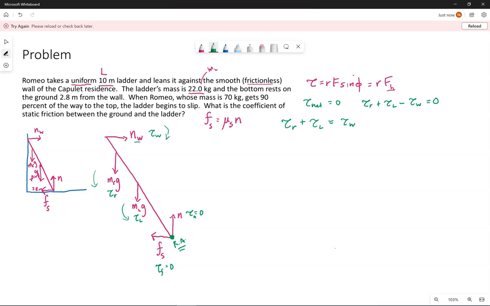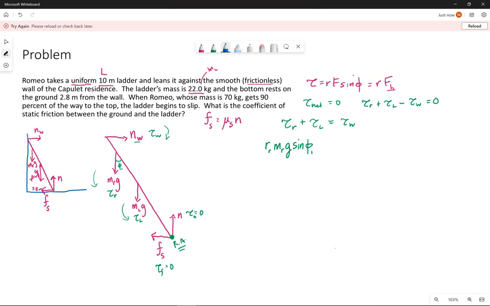All right, so let's look at these individual torques. We will need to know an angle of some sort. Let's go ahead and set this up symbolically first. For Romeo, R, the lever arm for Romeo, times the mg for Romeo, times the sine of, I'll call this phi 1. It will specifically be the angle between the ladder and mg.